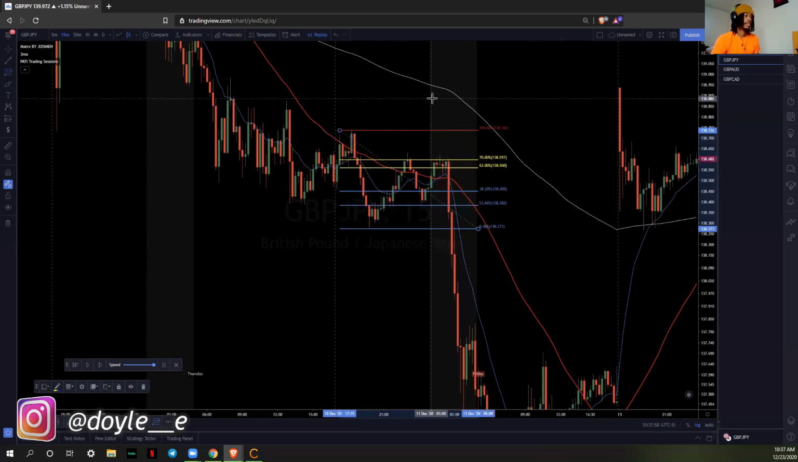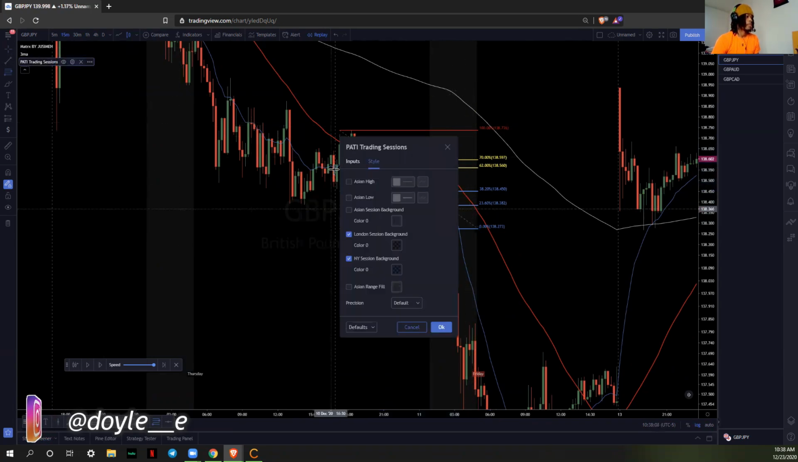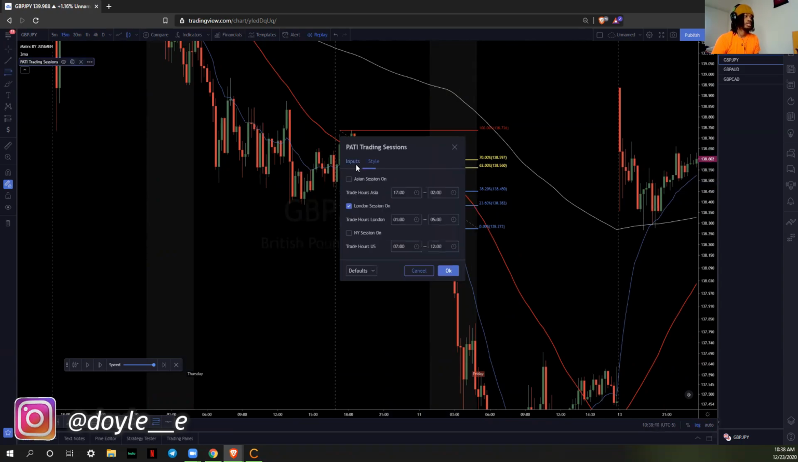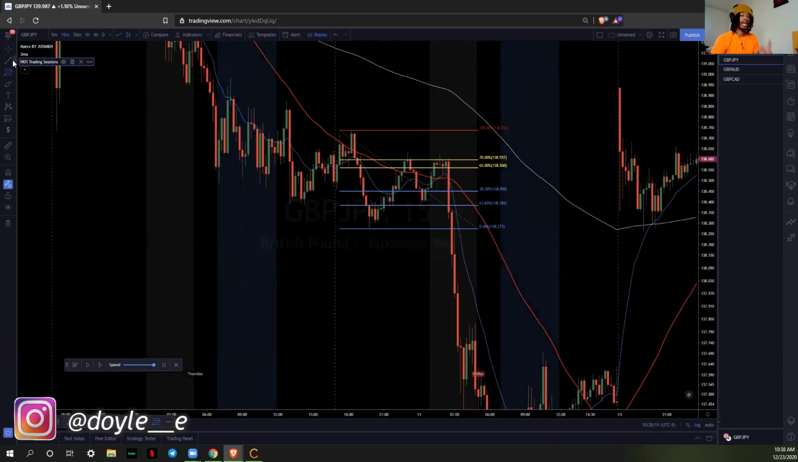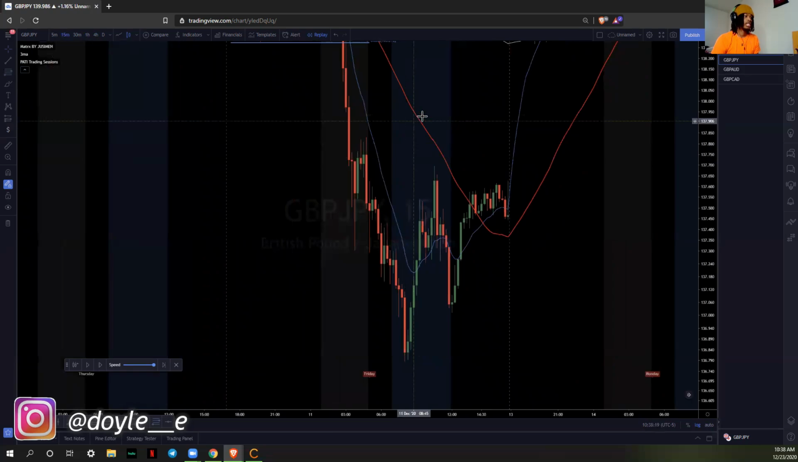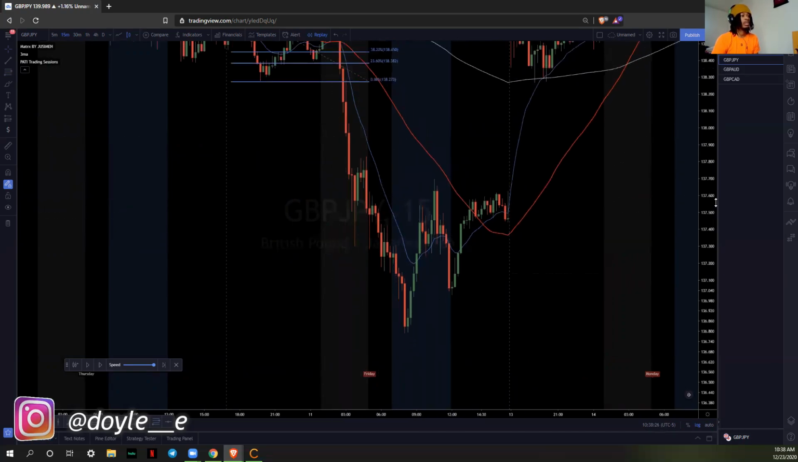Y'all not even noticing that this gray shaded area is London. This is not New York. This is London, okay? Matter of fact, I'm gonna put New York on. I'm putting New York on just to show you that certain pairs are built for certain times of the day. Timing is key, man. Timing is key. So this is New York, this is London. Now you could have used this leg to draw out a fib.